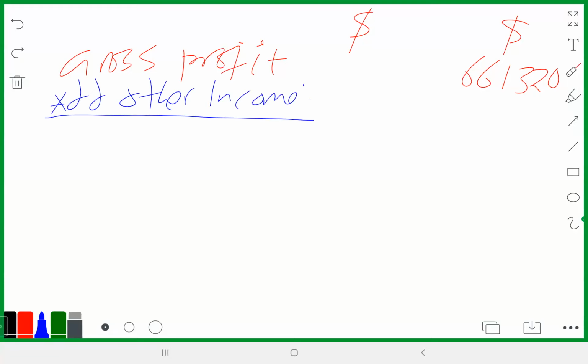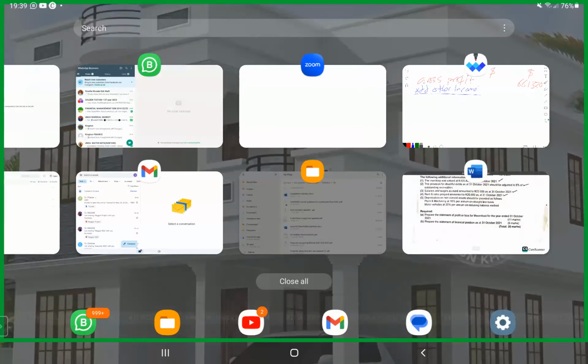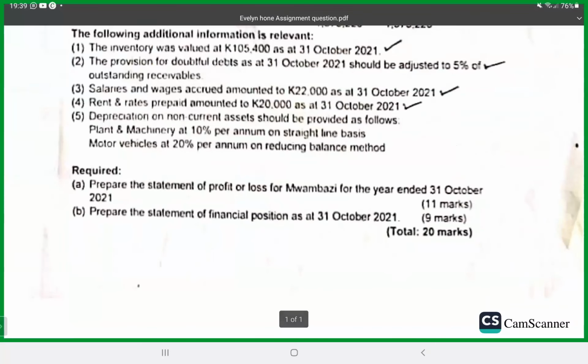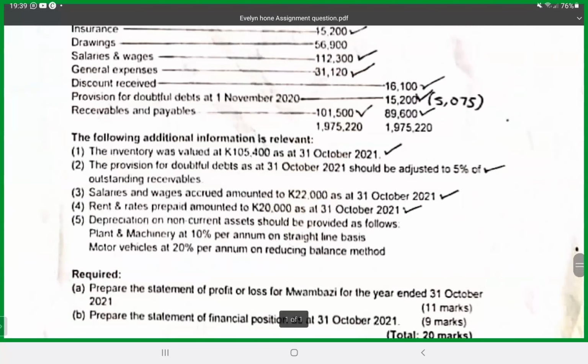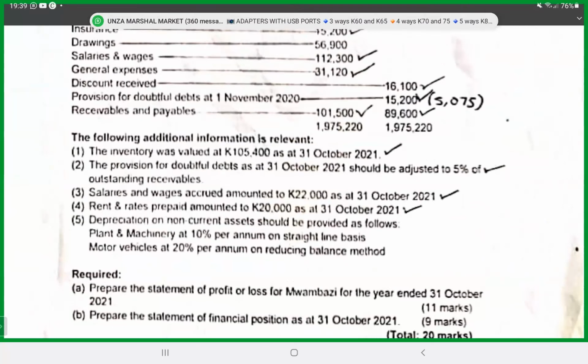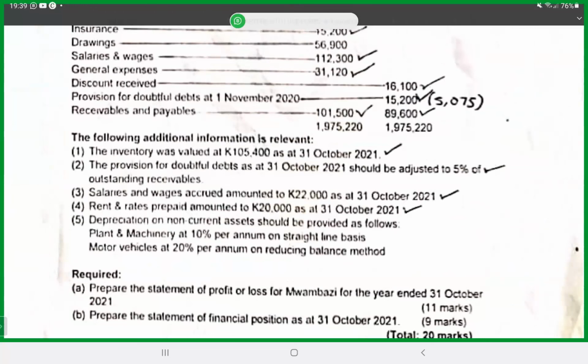So about the other income, you have to go back to the example. I told you that the provision for doubtful debt can either be an other income or an expense. It can be an expense if it is an increase. So you have to calculate whether the provision for doubtful debt increased or decreased. If it decreased, that will be an other income to us. But if it increased, that will be an expense.